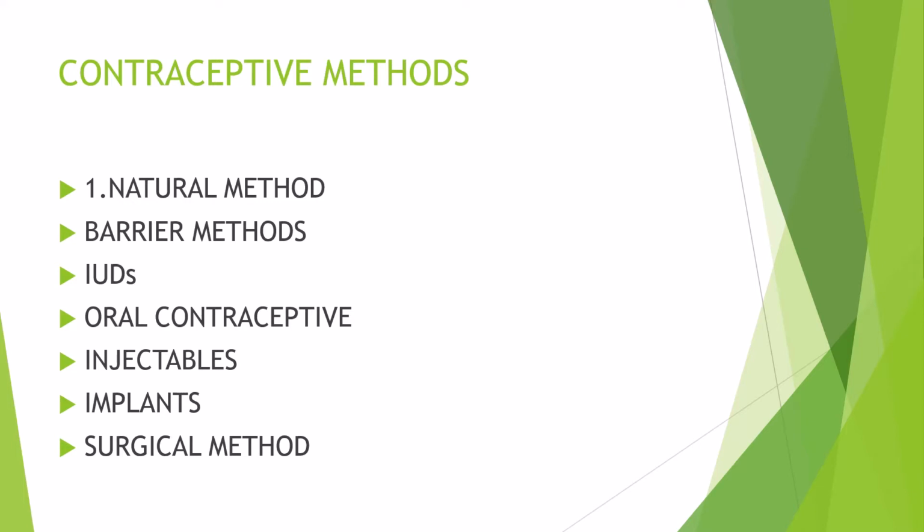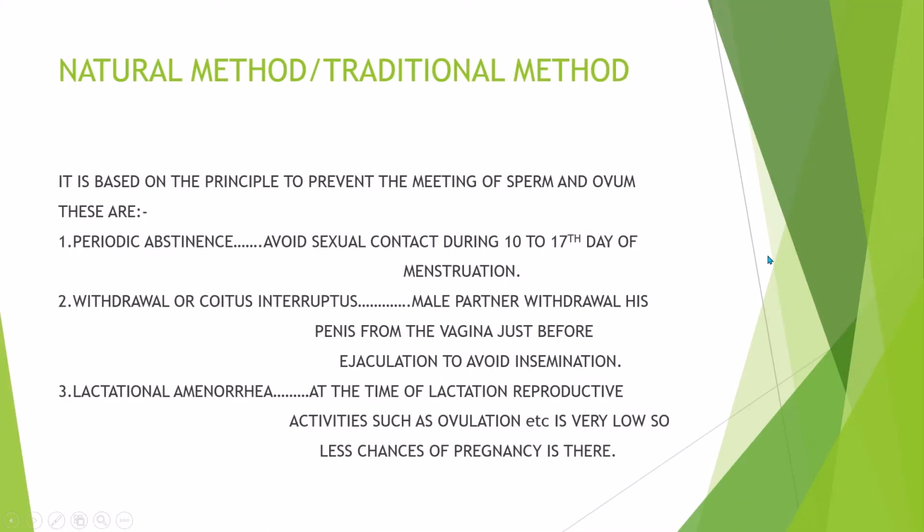The contraceptive methods are natural method, barrier methods, IUDs, oral contraceptive method, injectables method, implants method, and surgical method. Now we are going to discuss all these methods one by one. First is the natural method.